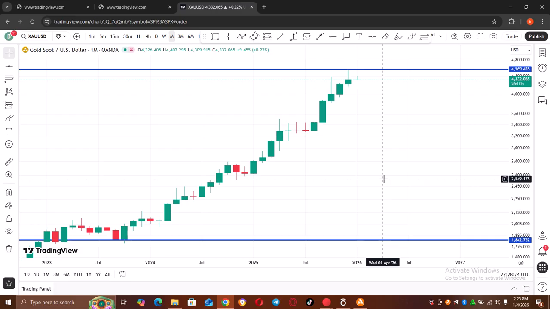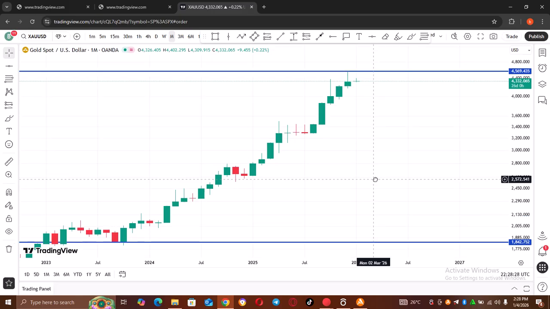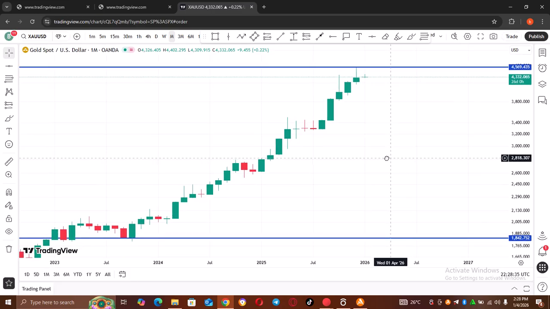Alright, so let's see what is happening on gold. Now, for gold, you already know that overall it's bullish market structure.